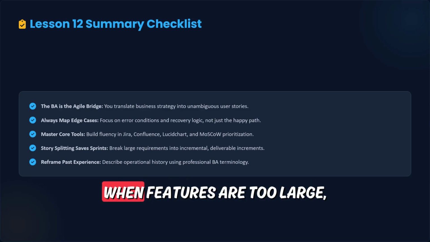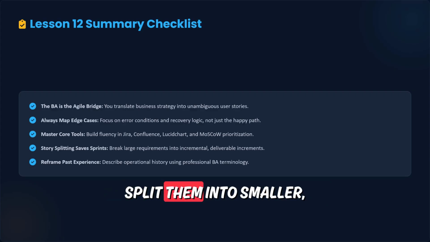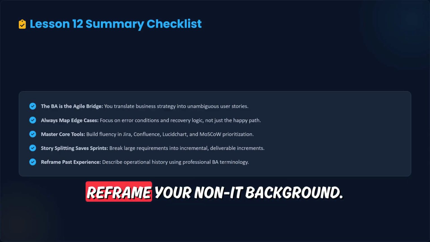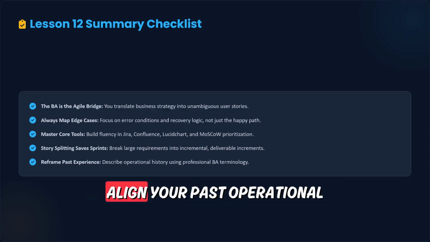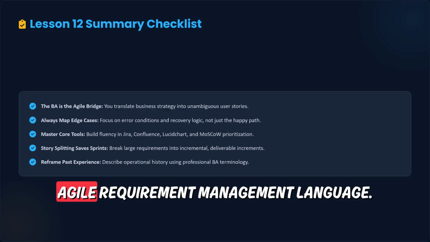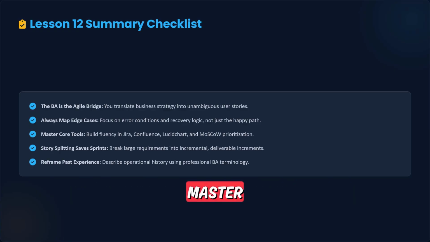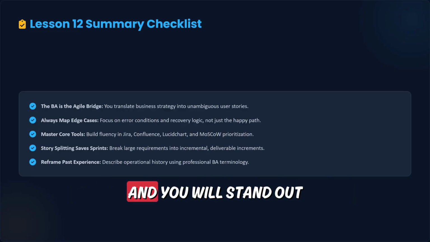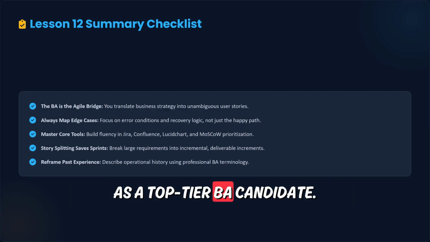Practice story splitting. When features are too large, split them into smaller, deliverable sprint increments. Reframe your non-IT background. Align your past operational experience with Agile requirement management language. Master these core principles and you will stand out as a top-tier BA candidate.